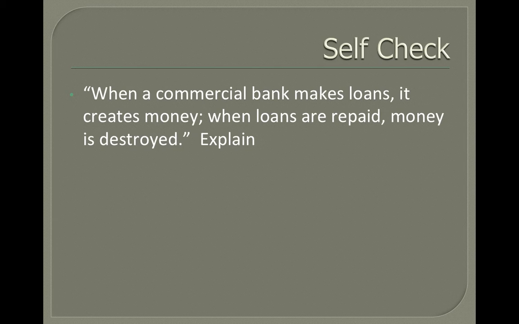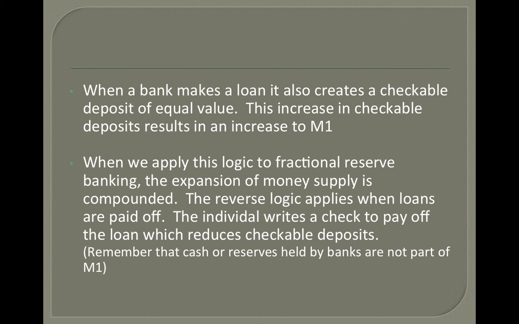Here's a self-check. When a commercial bank makes loans, it creates money, and when loans are repaid, money is destroyed. Explain. Well, when a bank makes a loan, it also creates a checkable deposit of equal value, and this increase in checkable deposits results in an increase to M1, or money. When we apply this logic to fractional reserve banking, the expansion of money supply is compounded, and, as we know, the reverse logic applies when loans are paid off. The individual writes a check to pay off the loan, which reduces the amount of checkable deposits within that bank.